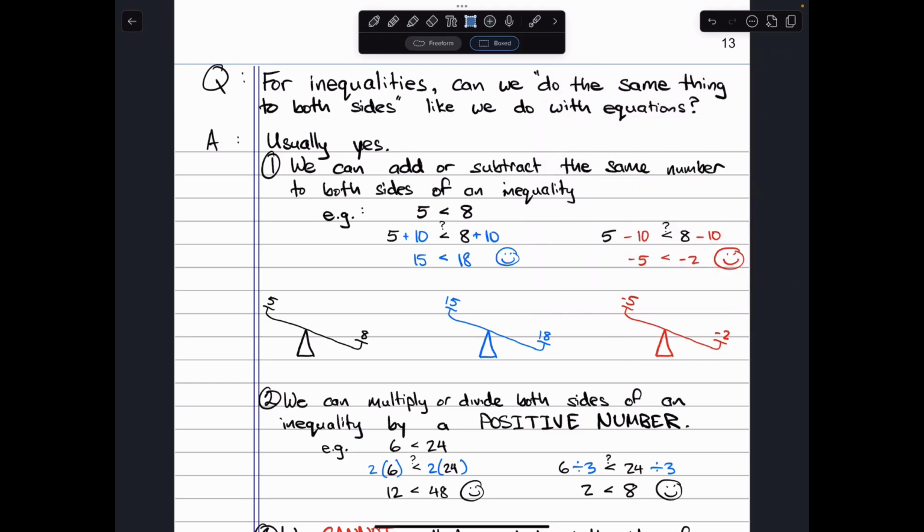So the scale still stays in the same position. It's still tilted down towards the right because negative 2 is the larger number compared to negative 5. All right, so the big takeaway from this is yes, you can add or subtract the same thing to both sides when you have an inequality, just like you do when there's an equal sign instead.